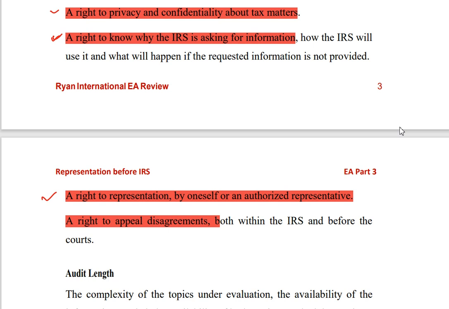And of course, if the taxpayer is not really happy with the audit procedures, they can get into an appeals process with the IRS itself, before it goes to the courts available in the US.